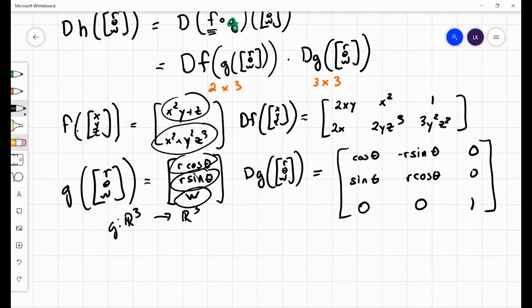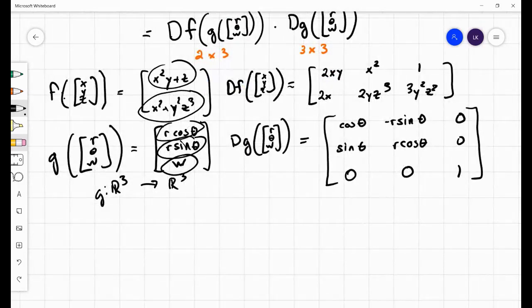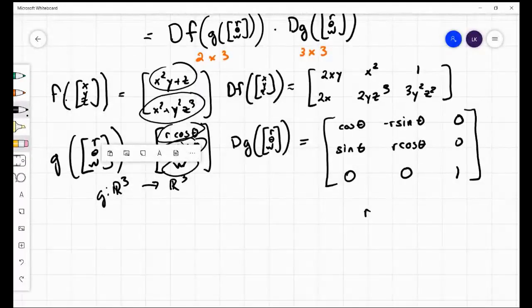By the way, this is called a Jacobian if you have a matrix of partial derivatives for a function from Rn into Rn, so the dimension of the domain matches the dimension of the codomain. If you compute the determinant, you just get r, which is going to be important when doing change of variables in integration. But anyway, that's neither here nor there. So let's get rid of that.